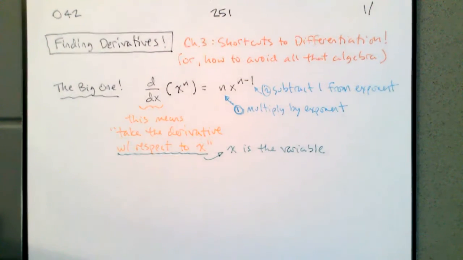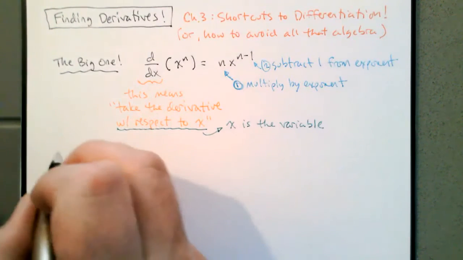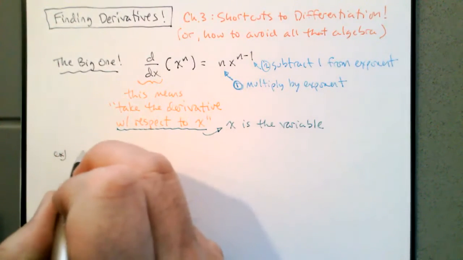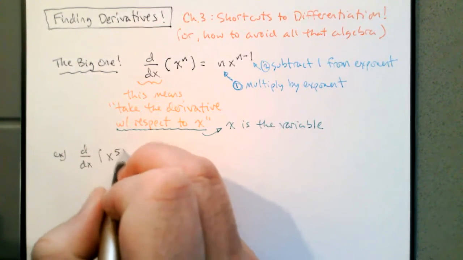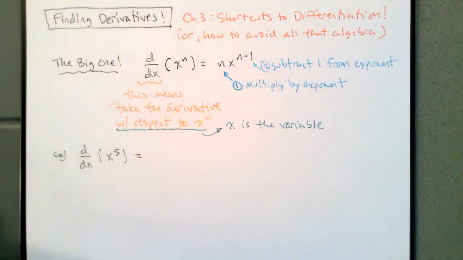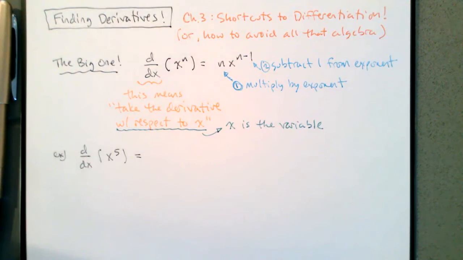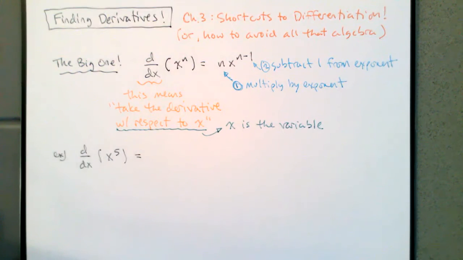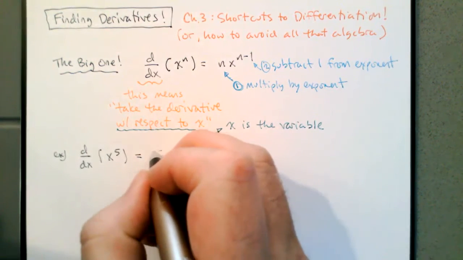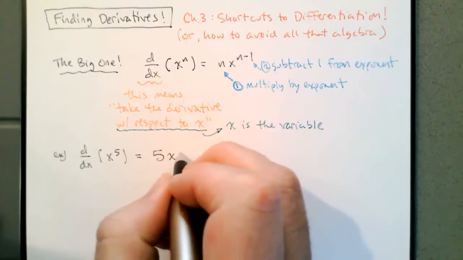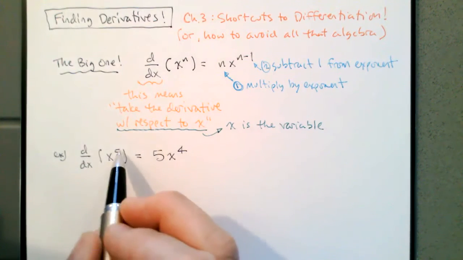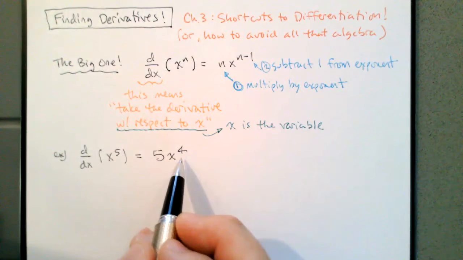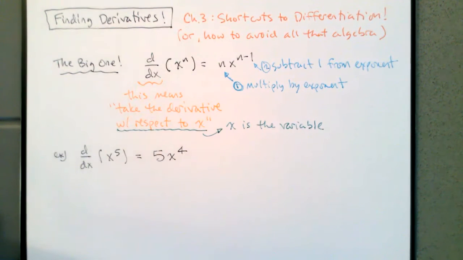Let's do some examples. It's death by examples today. Let's find the derivative with respect to x of x to the 5th. Type in the chat the derivative of x to the 5th. Five x to the 4th. We multiply by the exponents, then we subtract 1 from the exponents. And this is the derivative of x to the 5th.